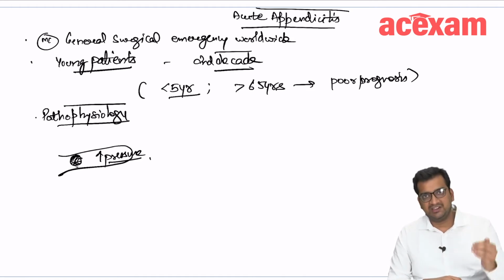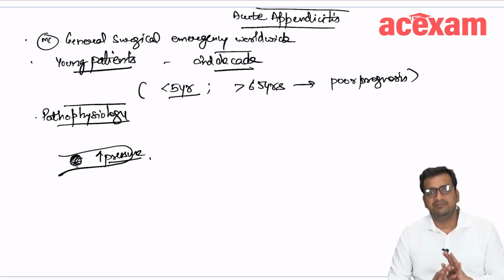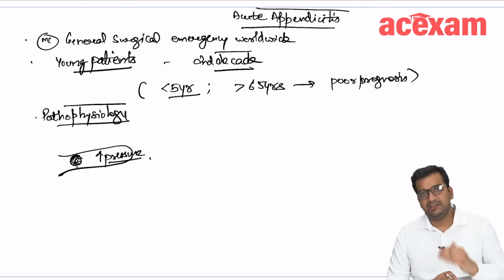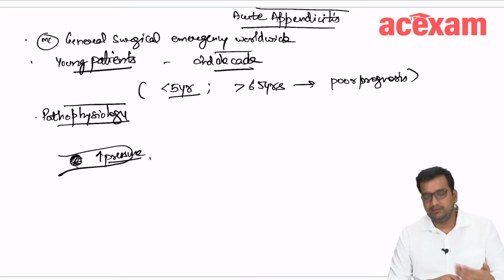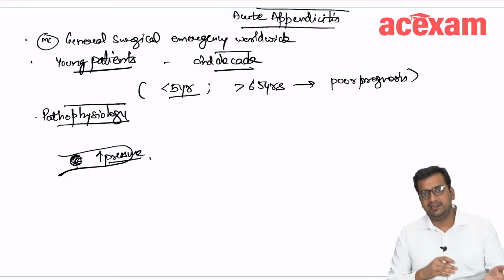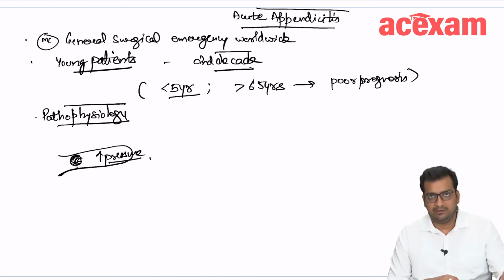Generally, arteries have high pressure, followed by veins and followed by lymphatics. So whenever there is an increase in the pressure, initially there will be decrease in the lymphatic supply, followed by decrease in the venous return or venous supply, followed by decrease in the arterial supply. And later on, this will lead to gangrene, which may lead to a perforation later on.